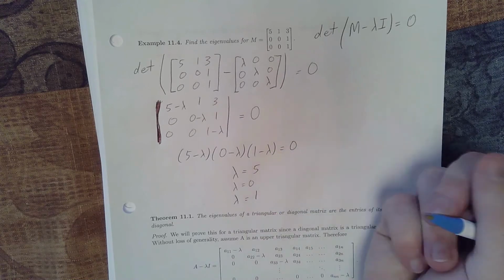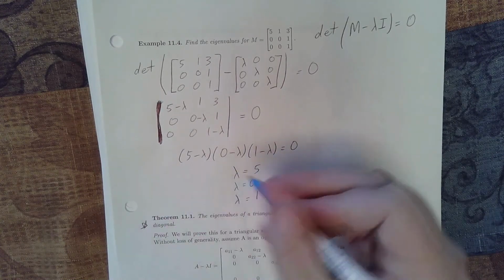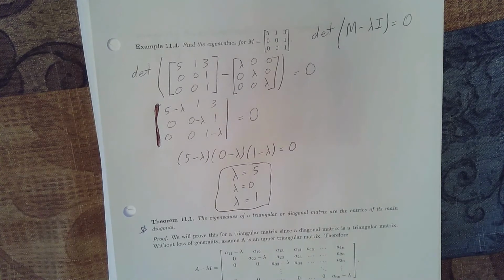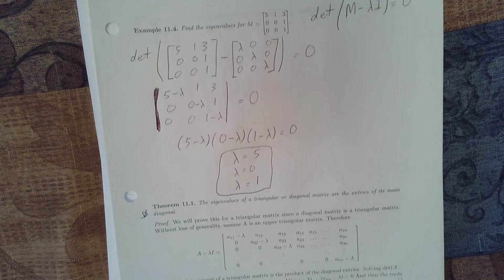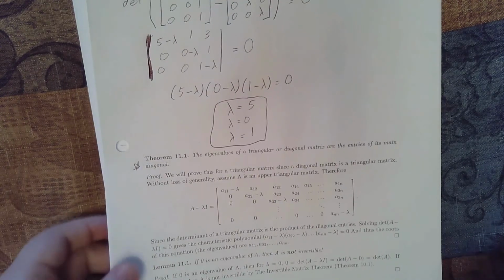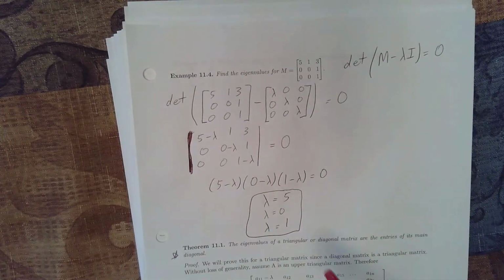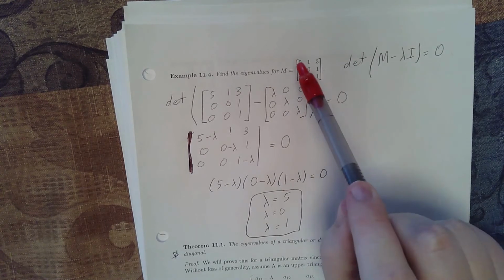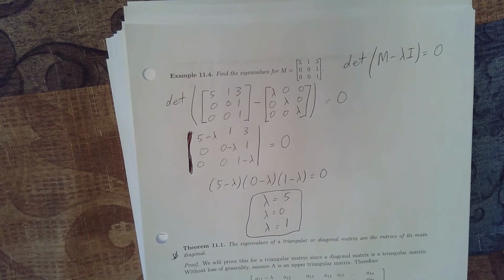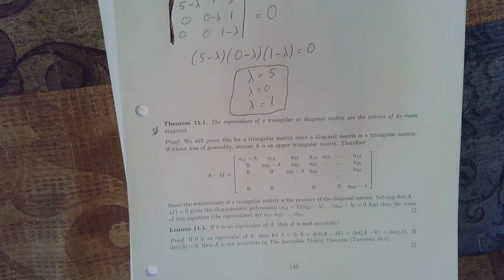and 1. So that leads us to a nice theorem that says the eigenvalues of a triangular or diagonal matrix are just going to be the entries along the main diagonal. If you notice, our eigenvalues were 5, 0, and 1, and our main diagonal entries were 5, 0, and 1. All right, so that's pretty neat. There's a nice little proof here if you wanted to go ahead and read through that.